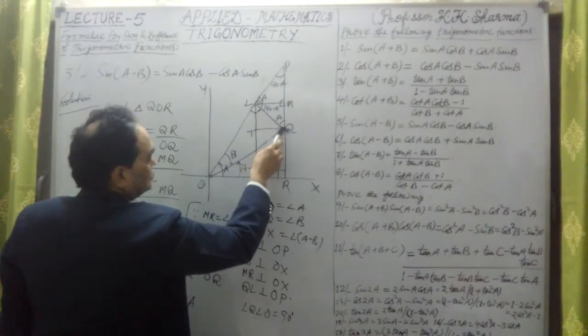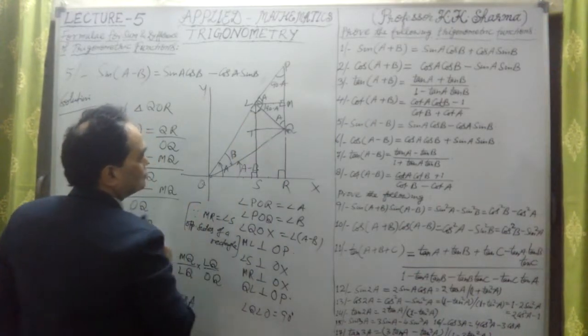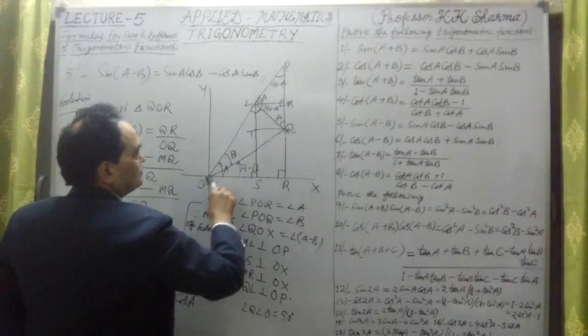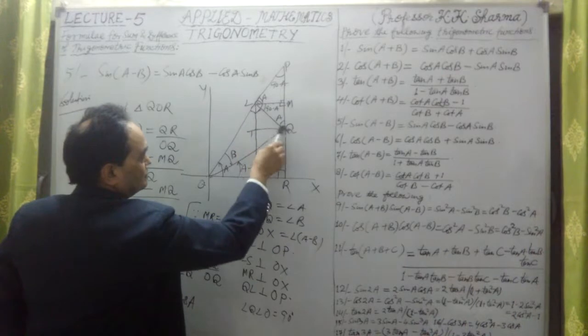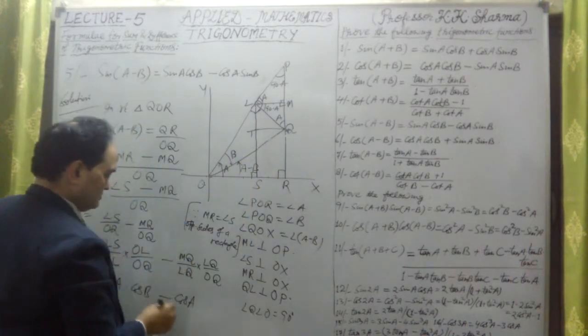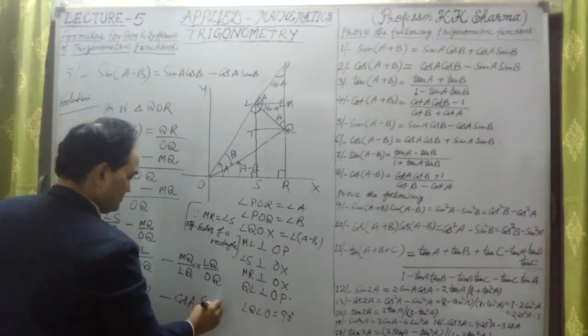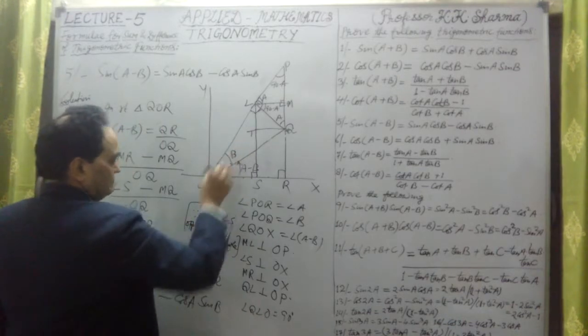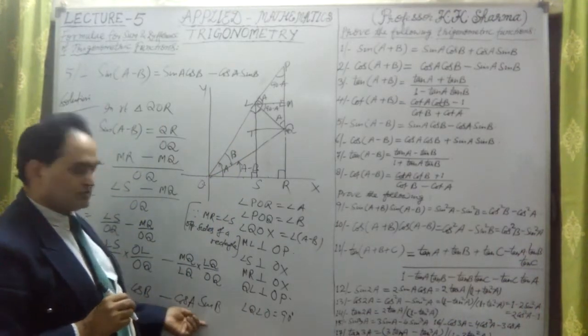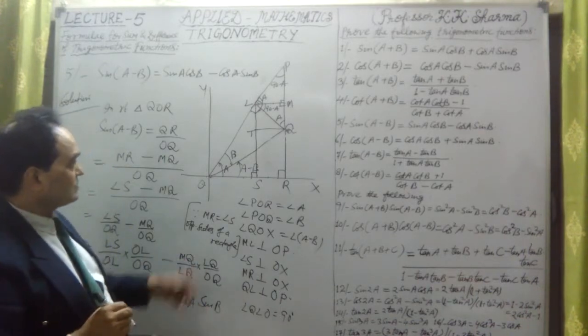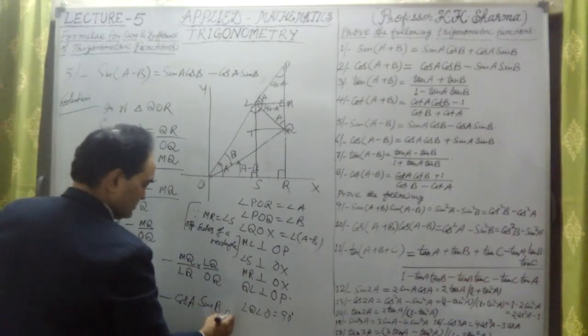LQ upon OQ. OQ is the hypotenuse again. LQ is the perpendicular upon the hypotenuse. This is sine B, where B is this angle. The same formula is obtained: sine A cos B minus cos A sine B. Hence, this is the right hand side.